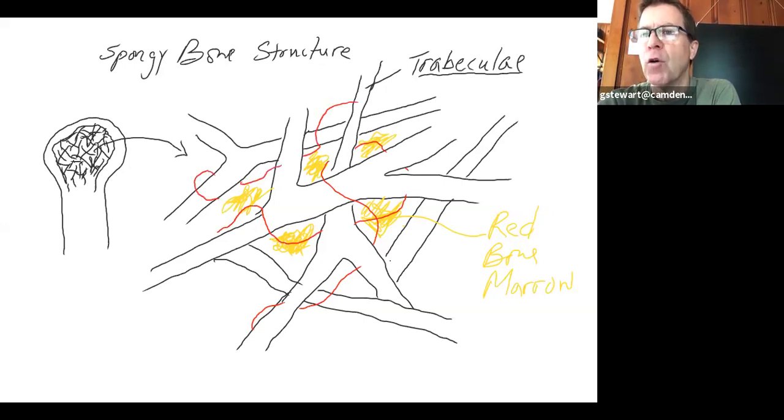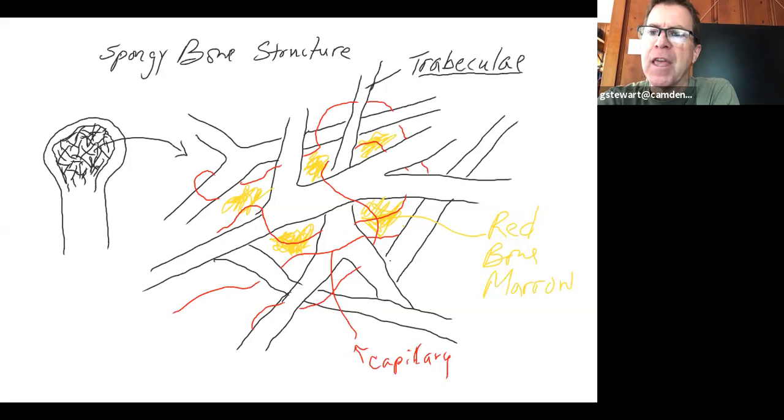So this whole picture that I'm drawing is just an example of what spongy bone actually is. So I'll label this just a capillary. A capillary is just the smallest type of blood vessel in the human body, and it allows things to go in and out of the blood because it's so small and thin. So let me put an arrow on that. So we've got capillaries, red bone marrow in the spaces of trabeculae.